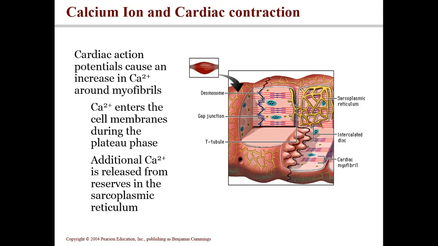Just another little bit of review of the calcium. Calcium is around the myofibrils. Those are the contractile units of the muscle. The calcium enters the cell membranes during plateau, and then there's an additional release from that sarcoplasmic reticulum. Remember, you have that around your skeletal muscles too, but these cardiac muscles are involuntary, but they are striated. So their design is very similar to what you learned with regard to skeletal muscles, but they are involuntary.